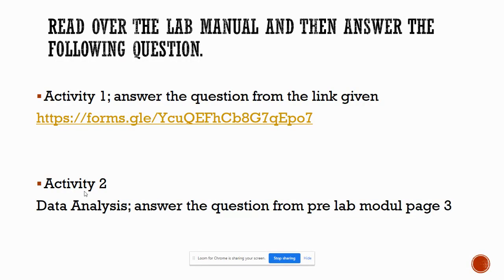Please read over the lab manual and then answer the following questions. We have two activities. For the first activity, you need to answer the questions from the link given. For the second activity, it's about data analysis. Please answer the questions from the pre-lab module on page 3.